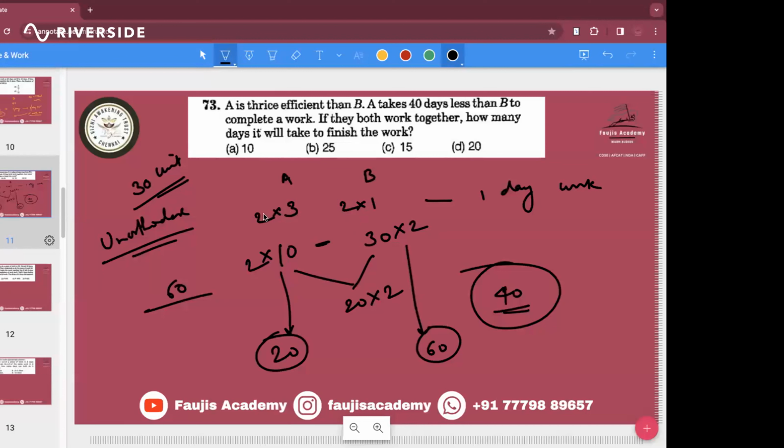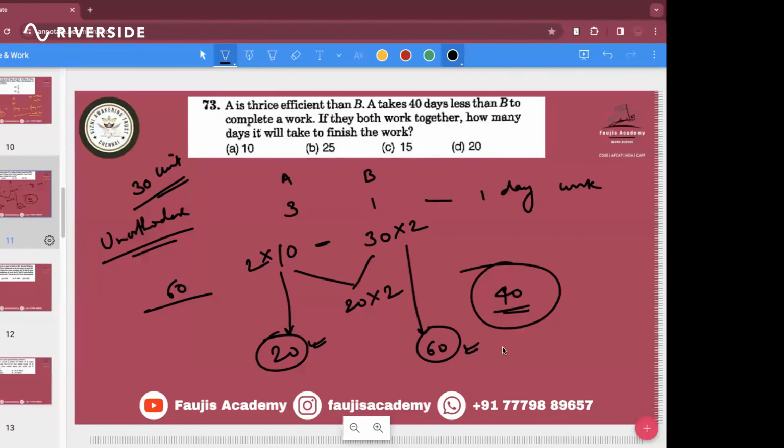3 into 2, 6. 6 plus 2, 8. 3 into 2, 60. One moment. Let's not multiply by 2 over here. You know now that A is able to finish off the work in 20 days and B is able to finish off the work in 60 days.